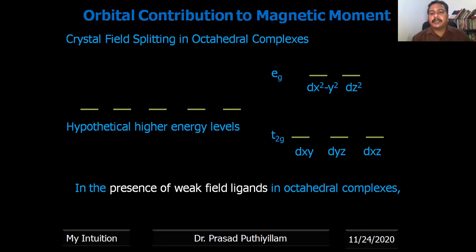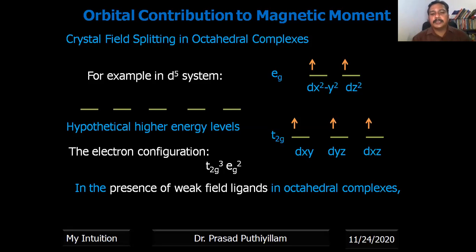In the presence of a weak field ligand in octahedral complexes, the crystal field splitting energy, the energy difference between t2g and eg, is less compared to that in the presence of a strong field. With a d5 system, it is not forcing pairing, so electrons occupy singly, and then go to eg. Therefore, this is a t2g3 eg2 system, a d5 octahedral complex in the presence of a weak field. It is a high spin situation, so they are high spin complexes.